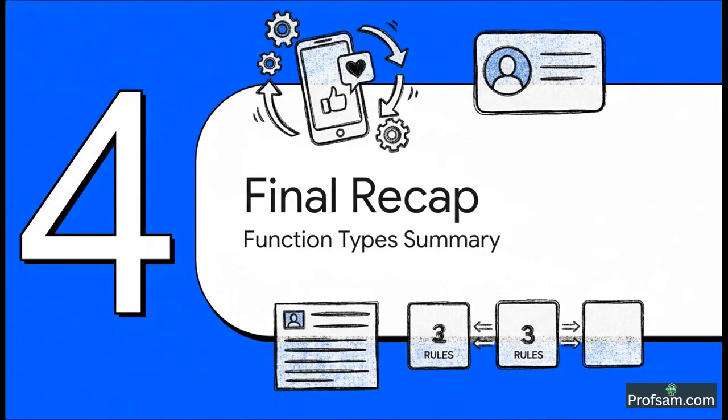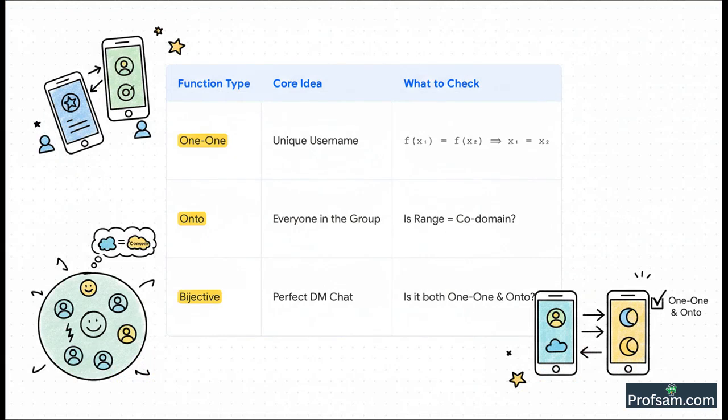Okay, let's do a super fast final recap to lock all of this in your memory for your exam. All you need to remember are three simple social media rules. Just look at this table. For 1-1, think unique username, and check if f of x1 equals f of x2 means x1 equals x2. For onto, think everyone in the group, and check if the range is equal to the codomain. And for bijective, think perfect DM chat, and just check if it's both of them.